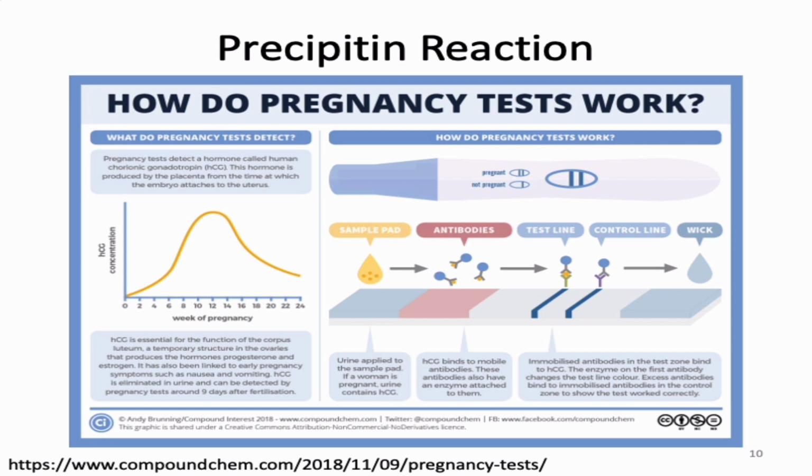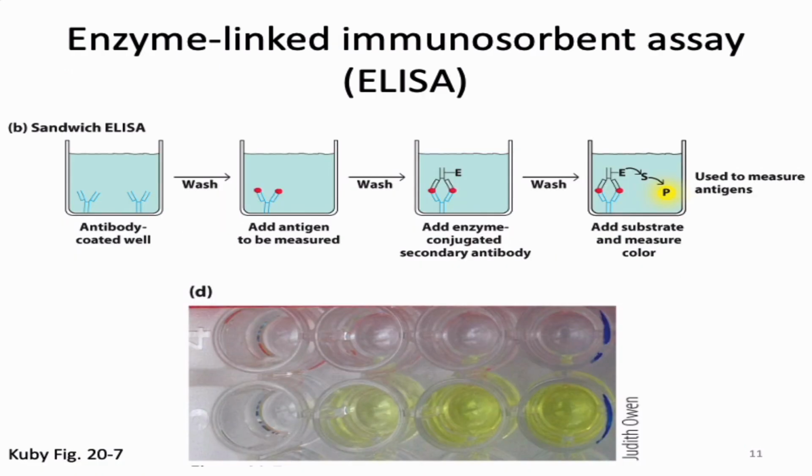So another really important technique that's, again, a very similar use of the same kind of ideas is known as an ELISA. An ELISA is known as an enzyme-linked immunosorbent assay. There are 2 general different types of ELISAs that exist. One of them is shown here. The other one is shown on the next slide.